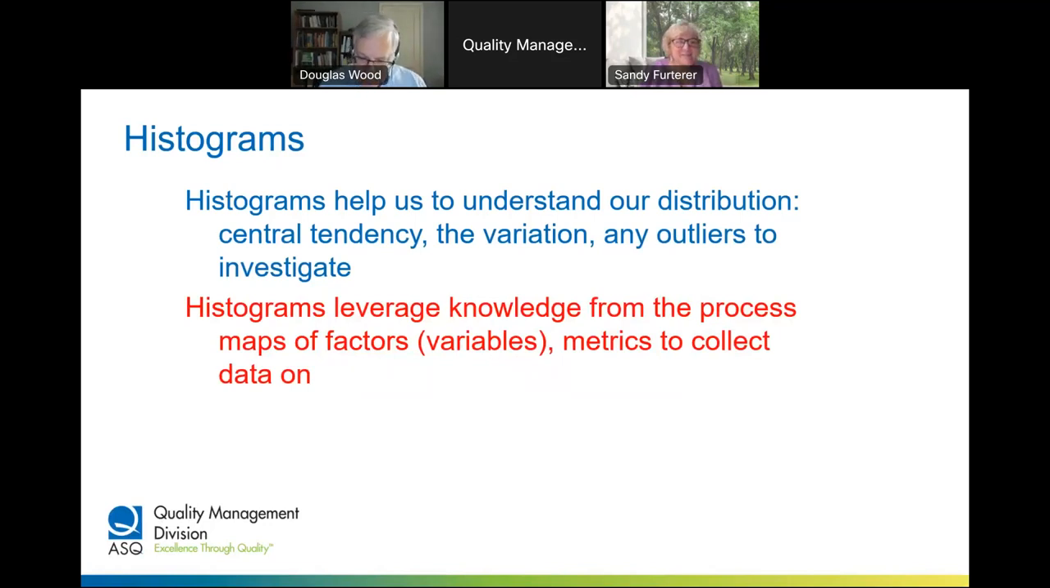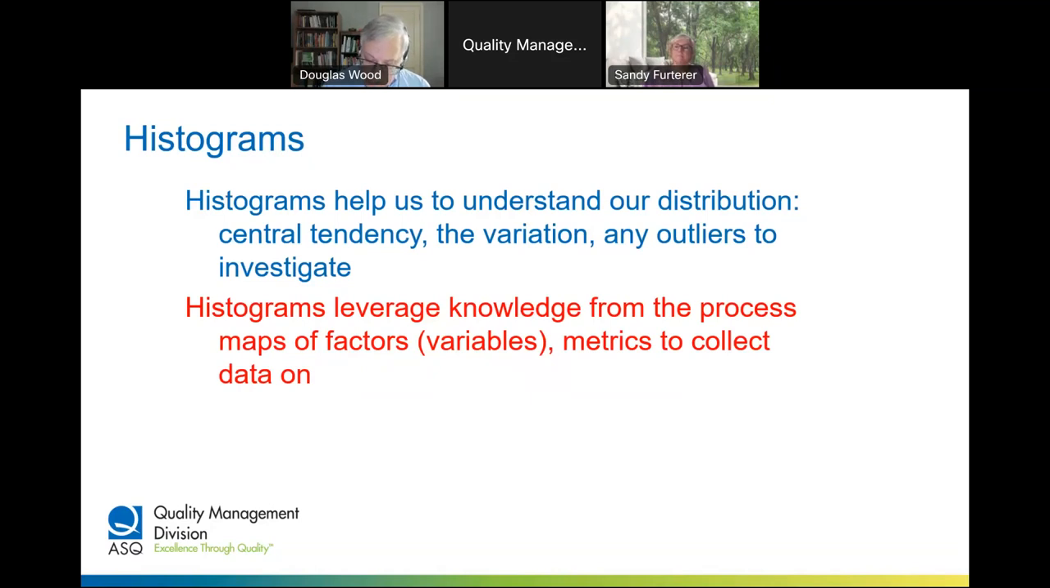So when you have a pile of data, you need to understand it. Two tools help with that: histograms and time series plots. In a histogram, you can see the center of the data, the spread of the data, and how the values are distributed on either side of the average. Now, before you get to the histogram, you need to collect the data. That is check sheets and surveys and measured values that Sandy's been talking about here.